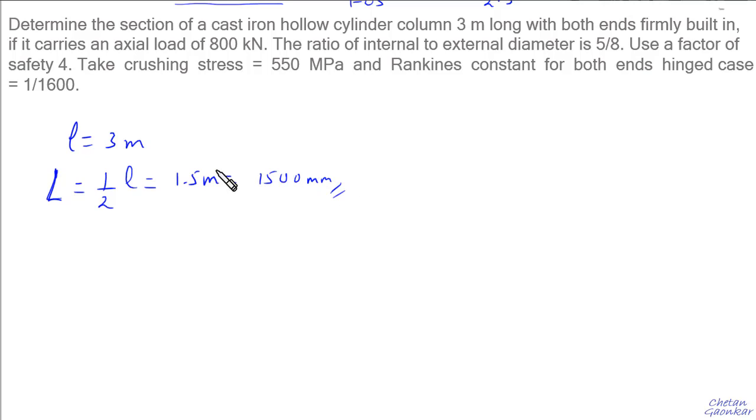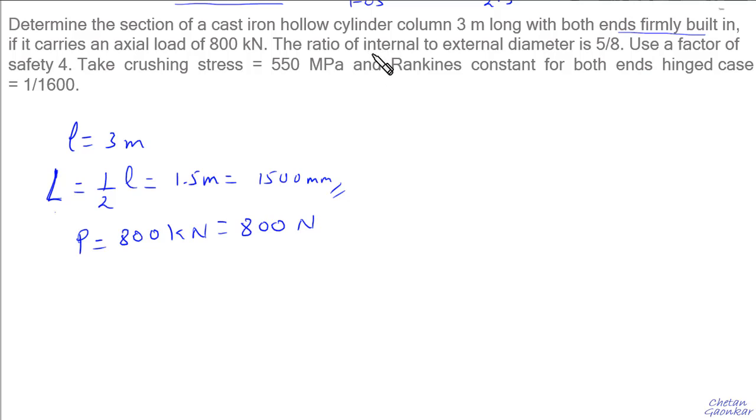I just have to multiply it by 10 to the power 3. Okay, so this is given to us. Since it is firmly built, therefore the equivalent length turns out to be half of the actual length, right? And then it carries an actual load of 800 kilonewton, which I can further write as 800 times 10 to the power 3 newton.